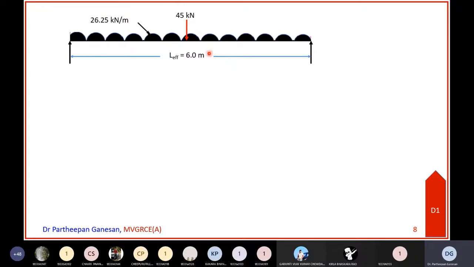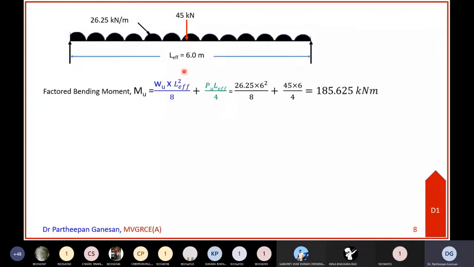So maximum bending moment will be at the center. Suppose the load is somewhere off center, then accordingly you have to find out the maximum bending moment. Suppose this load is not at the center, it is somewhere else, then you have to find out where the maximum bending moment occurs. At that place, you have to design. You have to design for the maximum bending moment always. Since it is a central load and also UDL, the maximum bending moment will be at the center only. So that you have to find out.